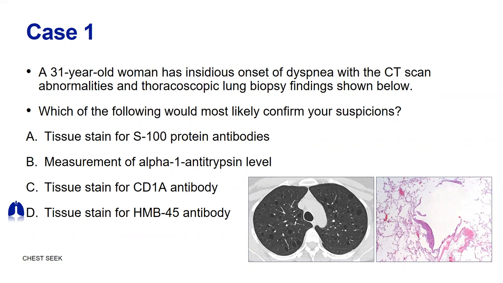Your S100, does anybody know what that stain is for? Yeah. And CD1A also is for Langerhans, right? And then your alpha-1 antitrypsin level would be if you're thinking of a mimicker, right? So like if she had emphysematous changes, then maybe that might be something we'd consider.